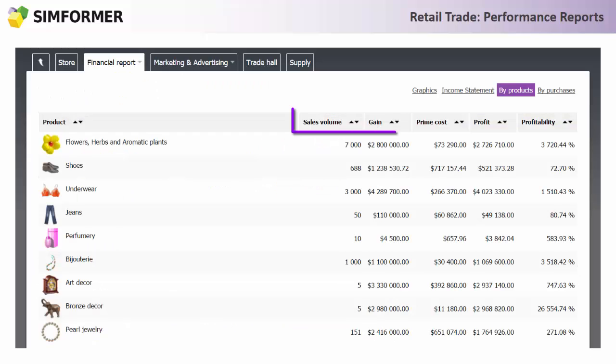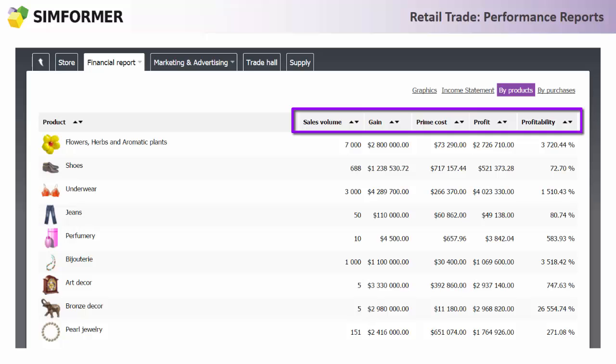In the reports by products, you can see the list of all of the products that you're selling in this store and see their sales volume, the gains, prime costs, profit, and profitability. It's here where I would recommend overviewing the results and also evaluating the profitability of each good, and whether you should continue to sell this specific good, or maybe change it and look for a different combination of goods in order to form a different product mix. Either way, these reports will allow you to manage the profitability of your stores.